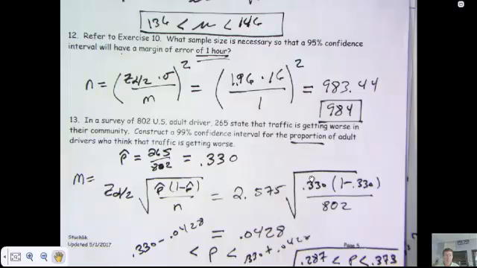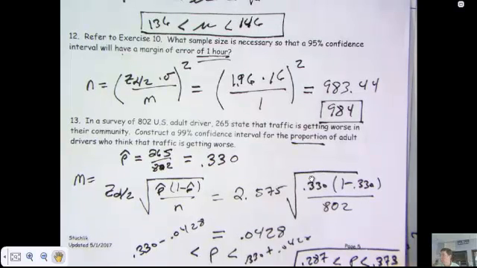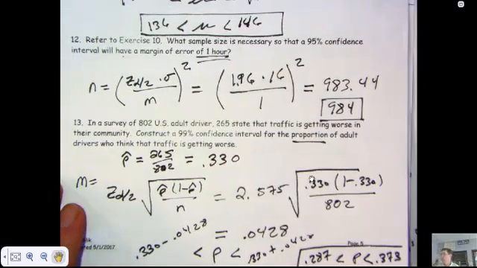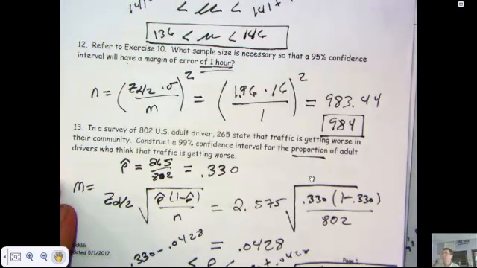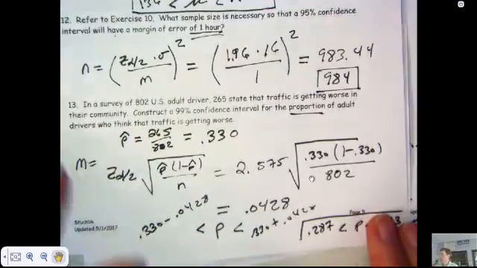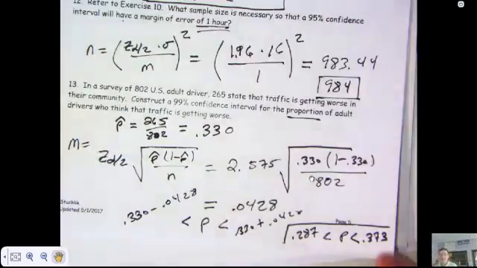Okay, we good? Okay. Sorry, it slid down. How's that?